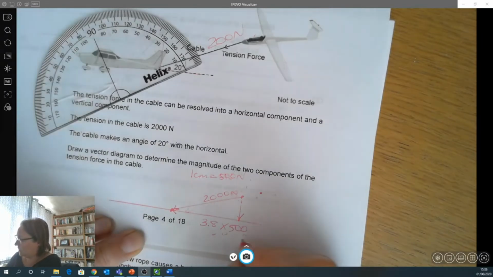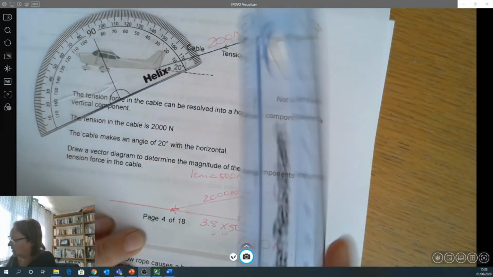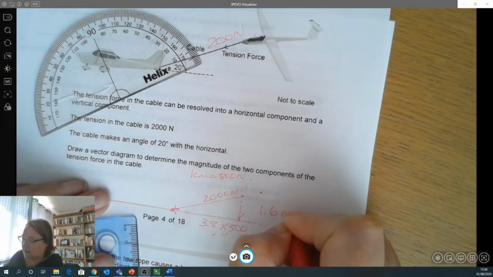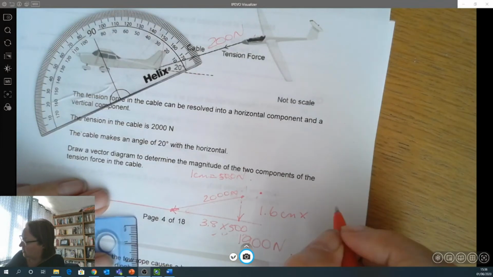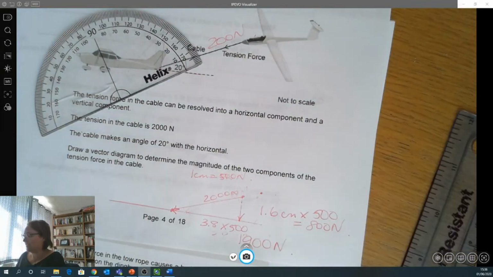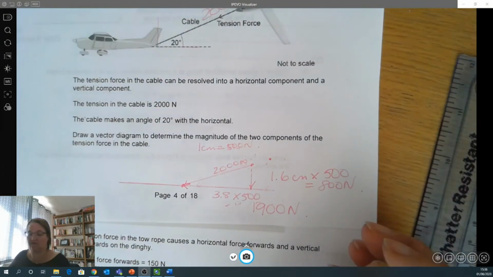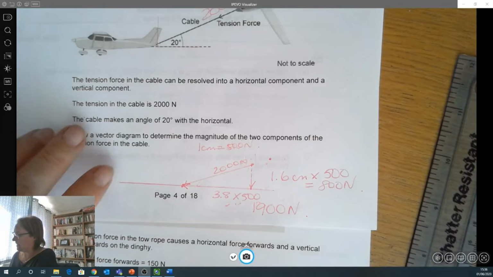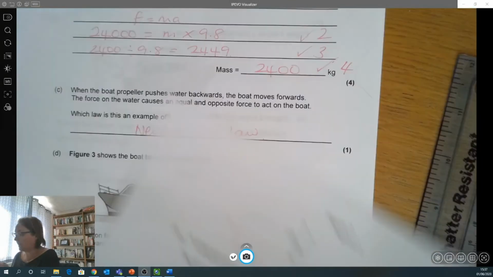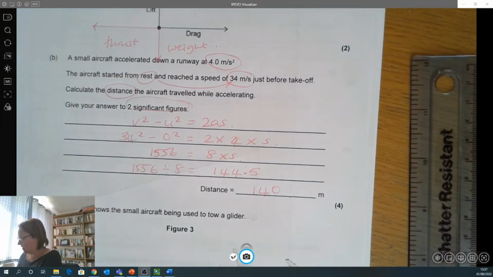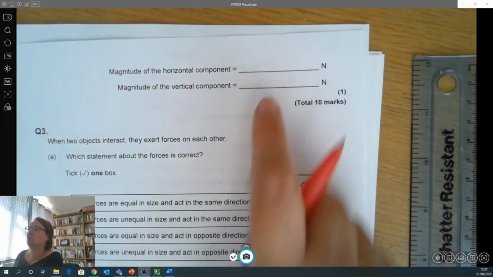Which is 1,900 newtons, and in this direction I've got 1.6 centimetres, which if I times that by 500 is 800 newtons. Again, we're all going to get quite different answers from that, because it always is the case when you start trying to calculate things like that, do drawings like that. So once you've done that, it's actually got two little lines for you to write your answers onto.